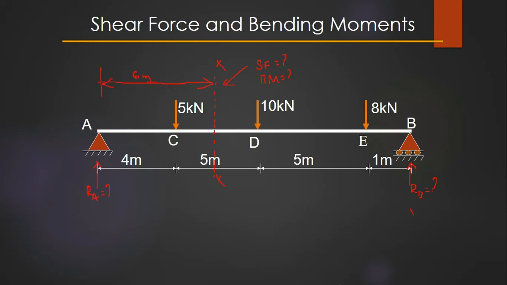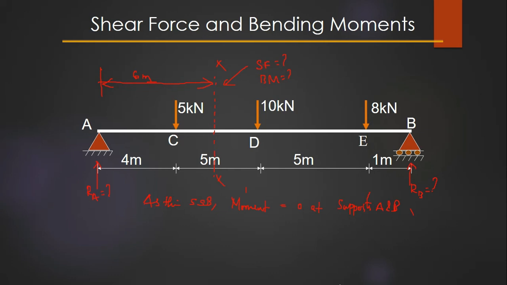As this is an SSB, simply supported beam, the net moment is equal to 0 at supports A and B. Therefore, you can write the bending moment equation at A or B and equate it to 0 to get RA and RB.